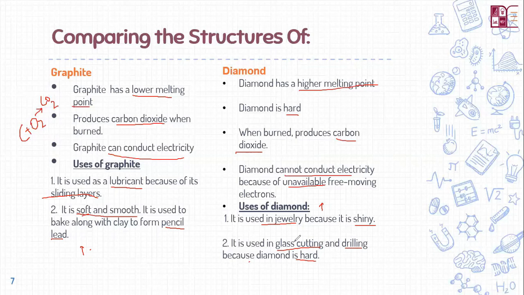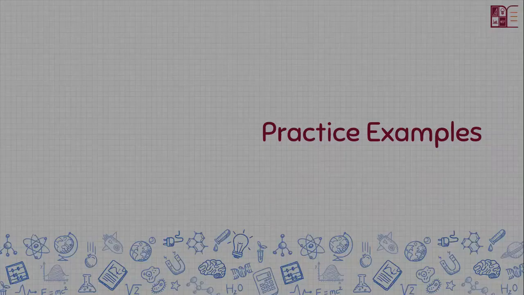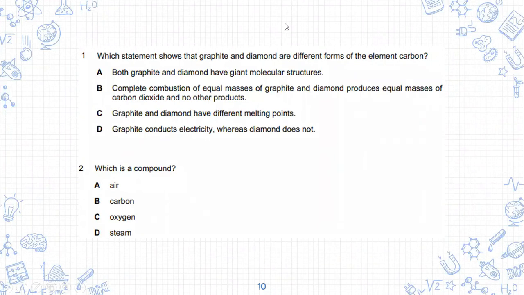I'm going to share some other questions with you now, so you have a much clearer idea of how to solve some MCQs during your papers. So let's discuss some practice examples here. The first one is, which statement shows that graphite and diamond are different forms of the element carbon. So you have to tell that graphite and diamond are of the same element carbon. How are we going to know that they are from the same element carbon, and they are only different forms?